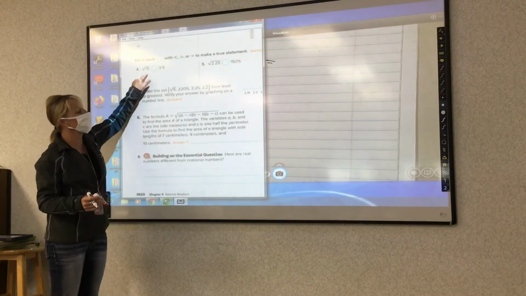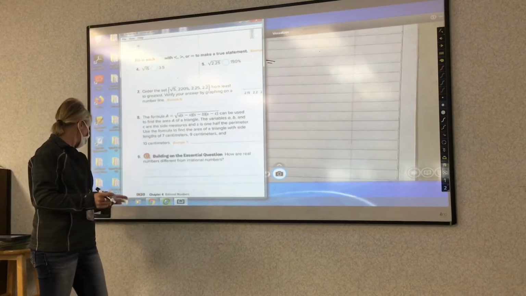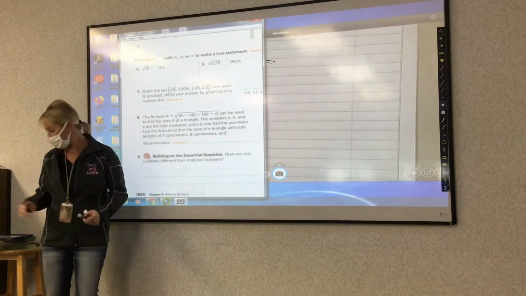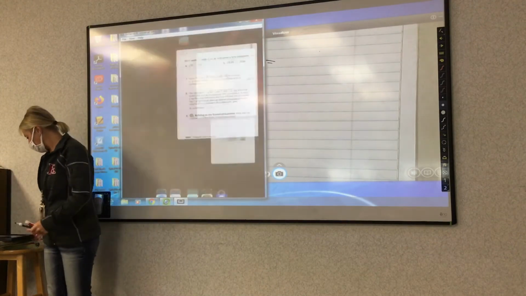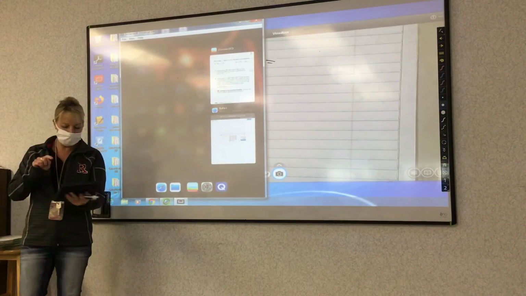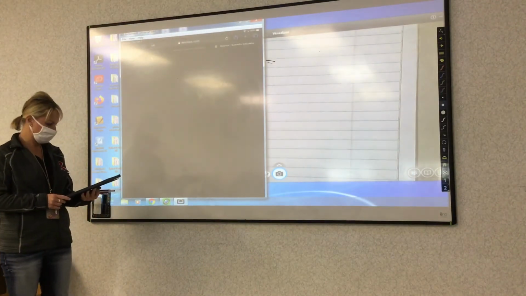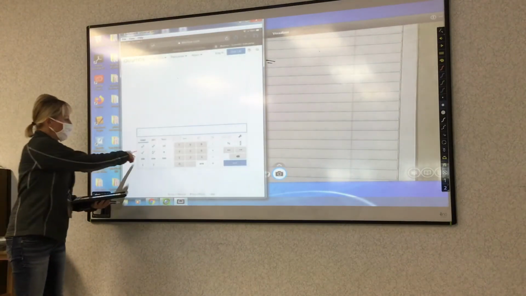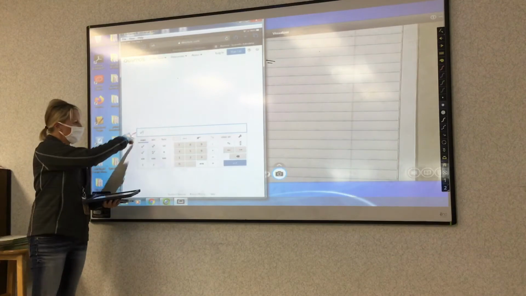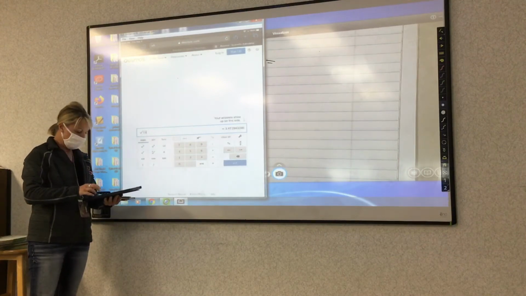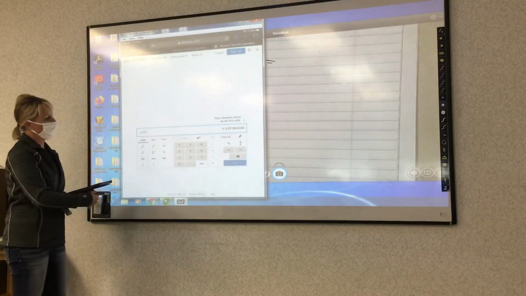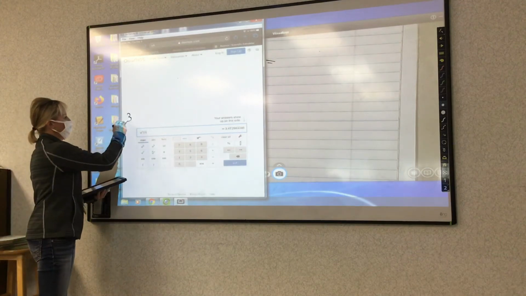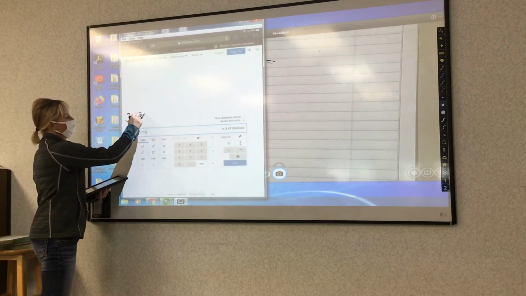The square root of 15 is not a perfect square, but 16 is. So what I'm going to do on my calculator is use the square root sign, square root, and it pops up 15. Gives me my answer, 3.872. I can probably stop there.